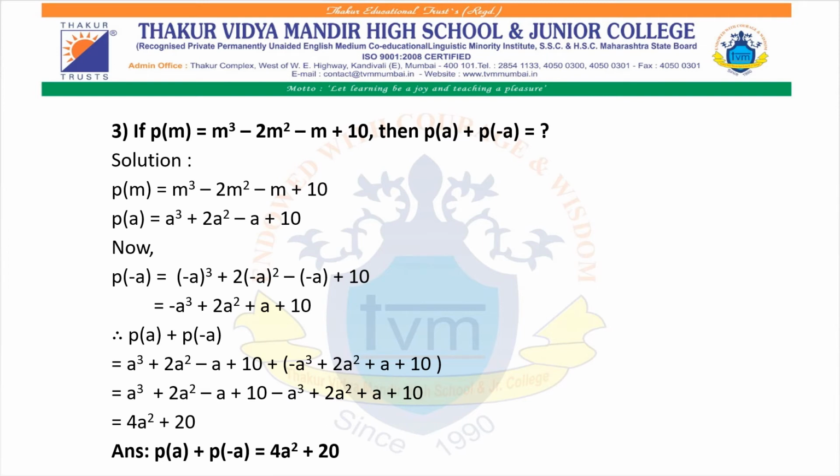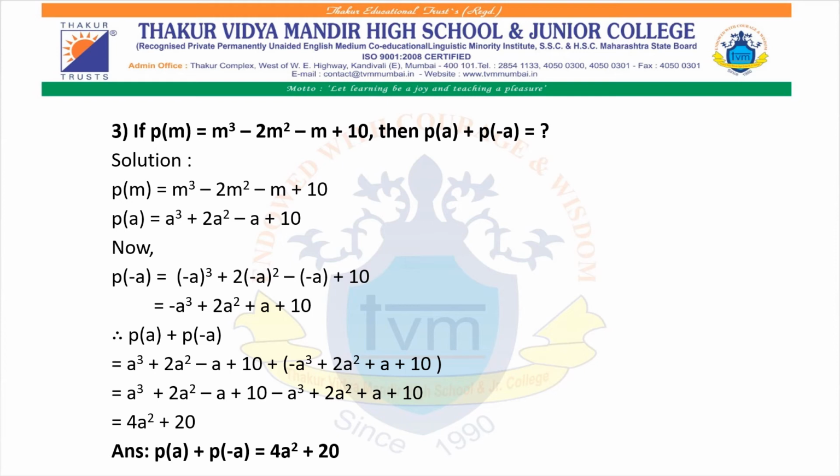Question 3. If p of m is equal to m cube minus 2m square minus m plus 10, then p of a plus p of minus a is equal to what? Now here we have to find out two values. First is p of a and then p of minus a. Then we have to add those two values. Then we will get the answer. So we will see the solution. First we will write the polynomial as it is. p of m is equal to m cube minus 2m square minus m plus 10.